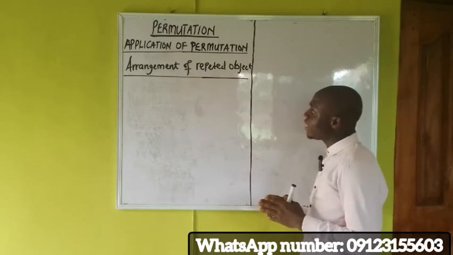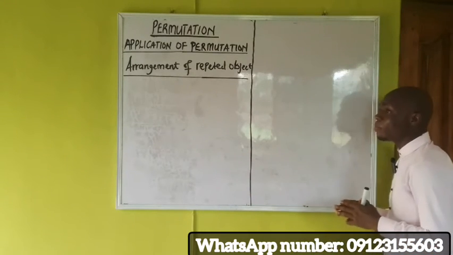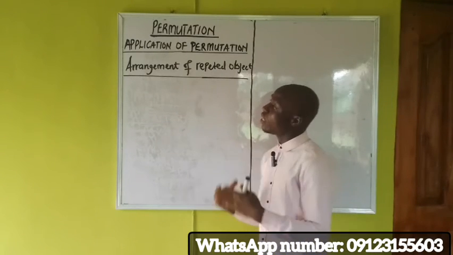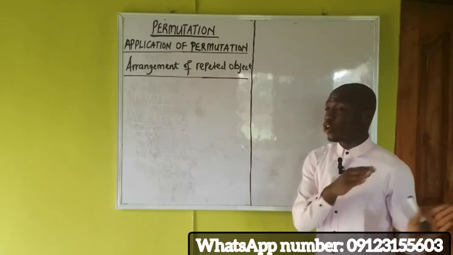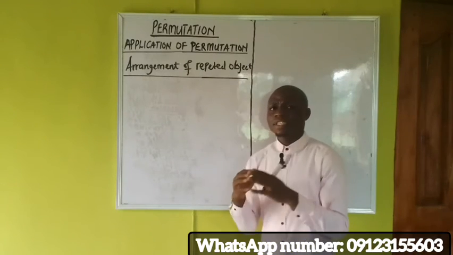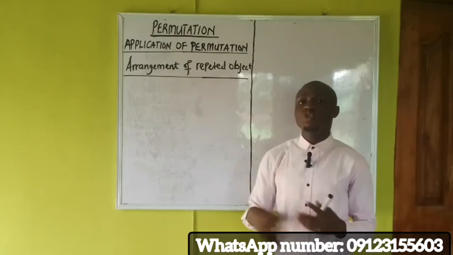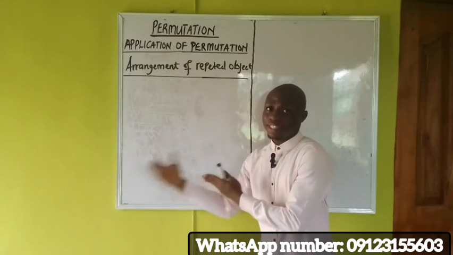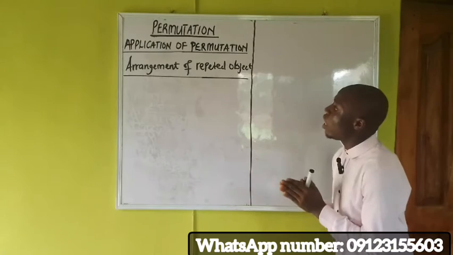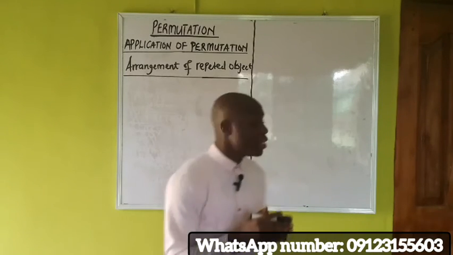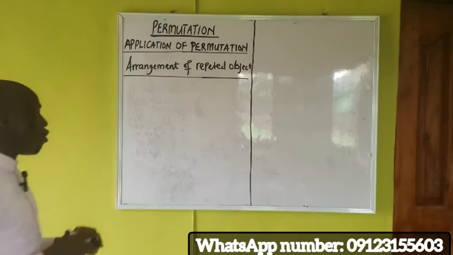Now, before I take an example under this, the previous application we discussed was arrangement of distinct objects. In that case, those words are not repeated. But in this case, those words are repeated. Let's take an example and solve it, and understand the concept behind arrangement of repeated objects. Example.